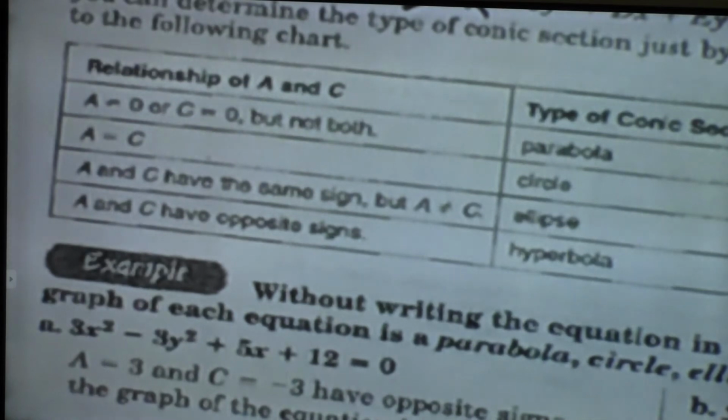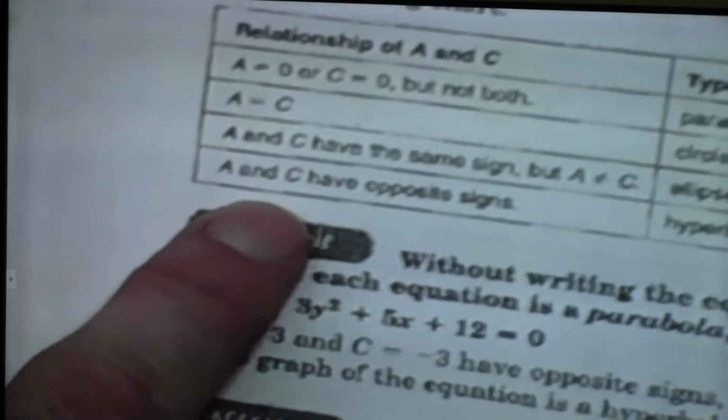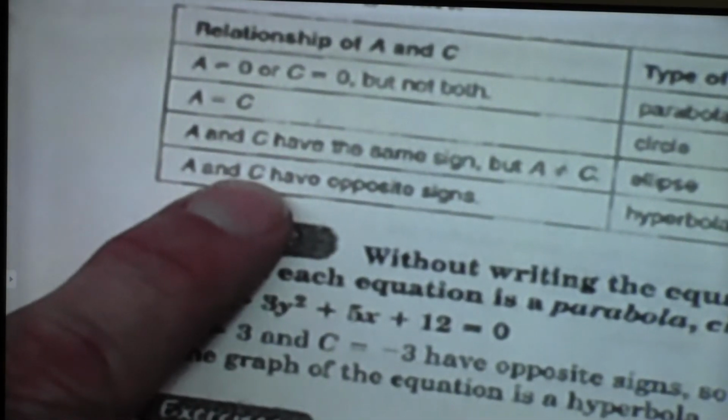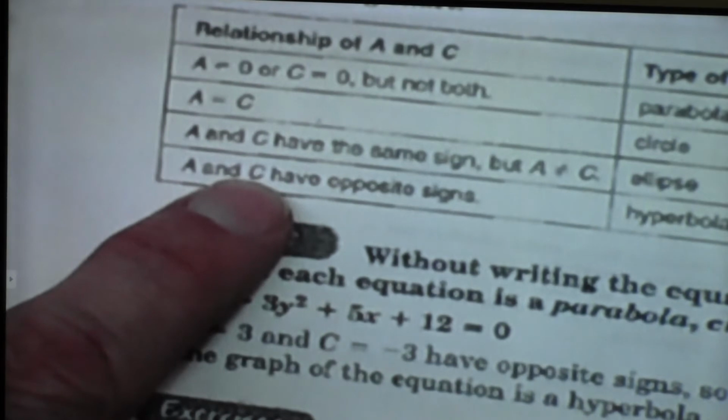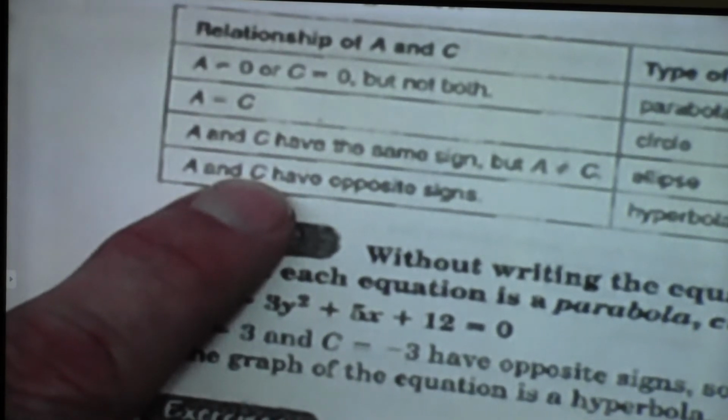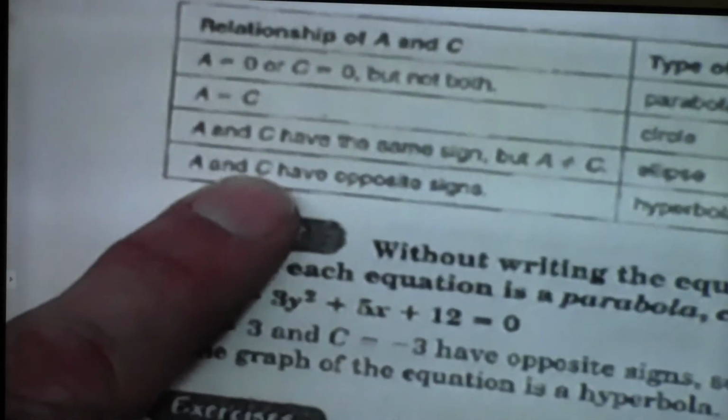But they have to be the same sign, because the only one that deals with a negative is the hyperbola. If the A and C have opposite signs, and it doesn't matter what the number, it can be 5x squared minus 5y squared, well, because that's a negative 5, it's really not the same as a 5, so that means they're still different. But the idea is as long as they have opposite signs, it's a hyperbola.